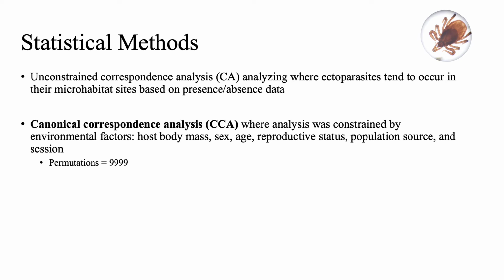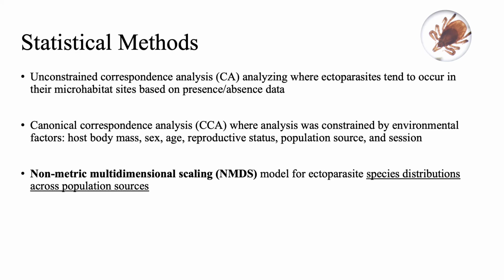Environmental factors included microhabitat variables, such as the host body mass, sex, age, and reproductive status, as well as macrohabitat variables, which were population source and session in which the sample was collected. A non-metric multidimensional scaling, or NMDS model, for ectoparasite species distributions across population sources was also analyzed. This model used a dissimilarity matrix to determine patterns across population sources.